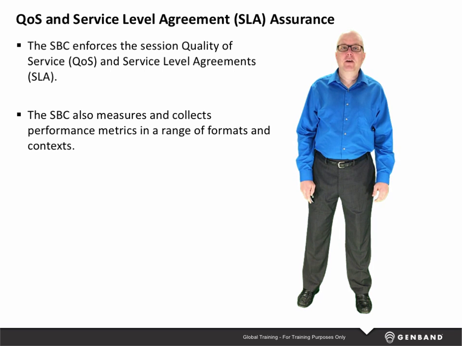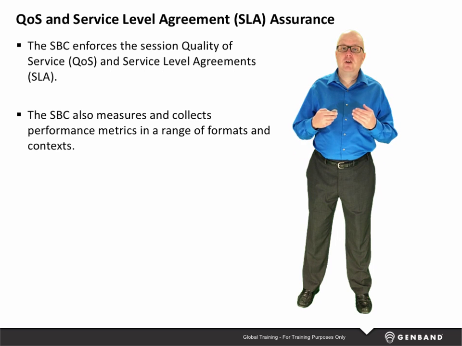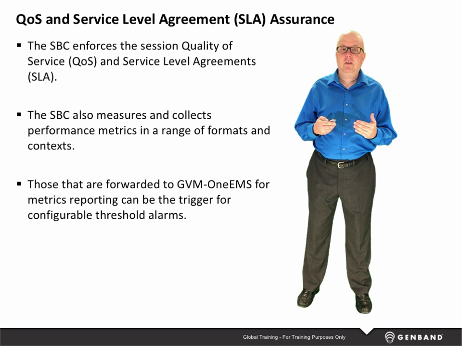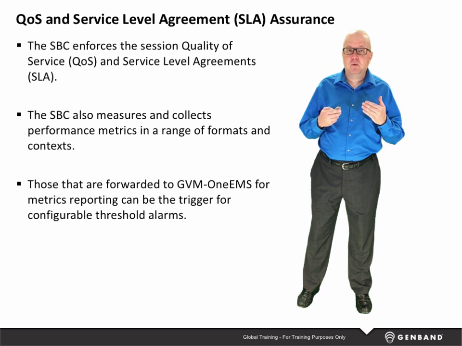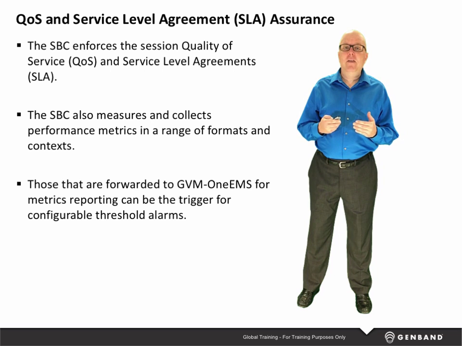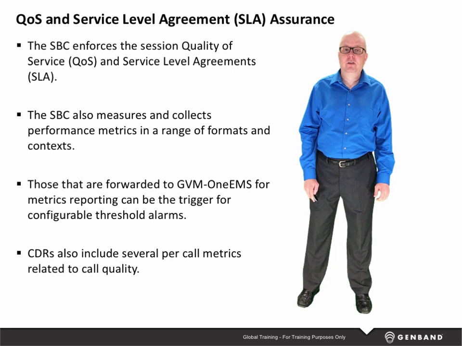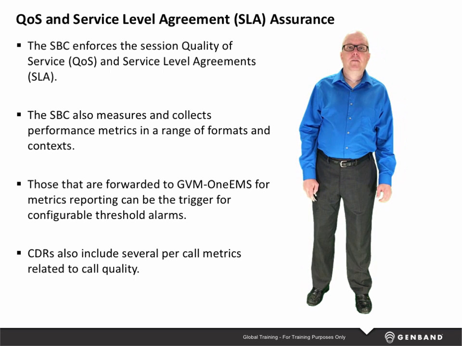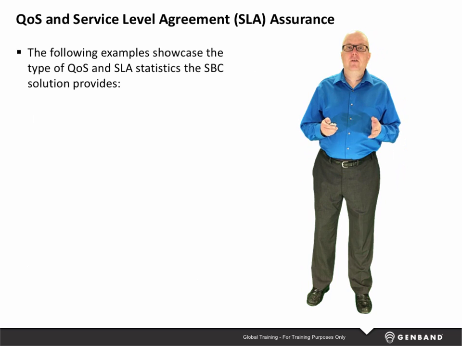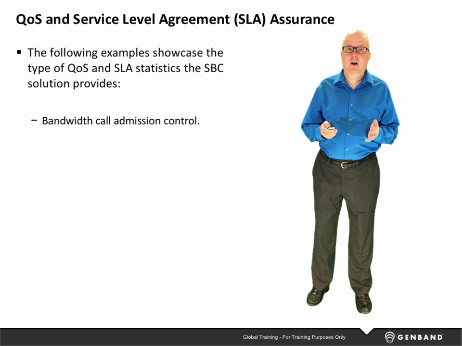call detail record, and then you have the ability to push that information up to something like the GenView 1 EMS. If you had an older system, you would have been pushing this up to the RSM, and then you can go ahead and pull metrics, pull reports based on this call information embedded into the call detail record. The following examples showcase the type of QoS and service level agreement statistics the SBC might give you information on.